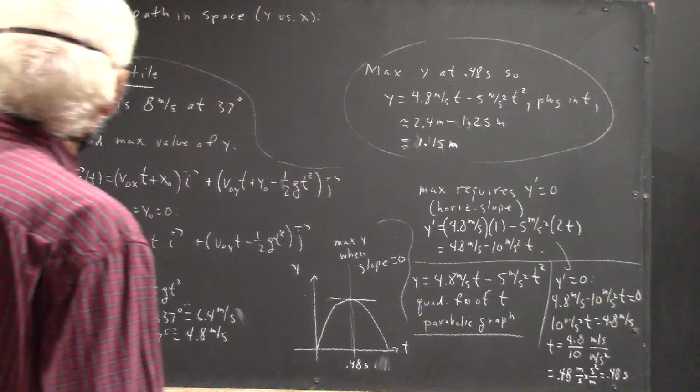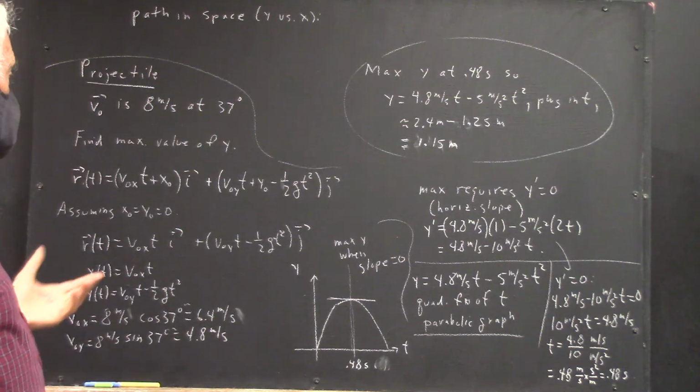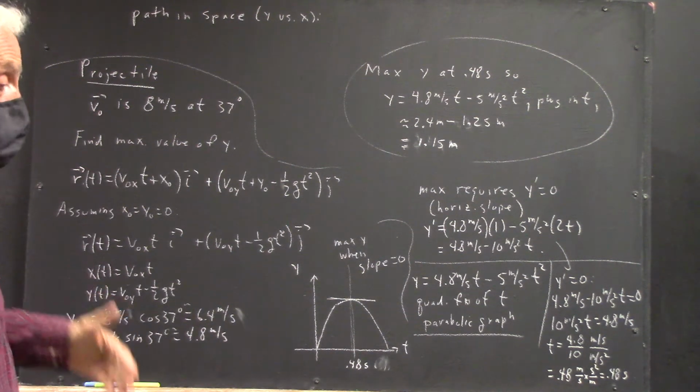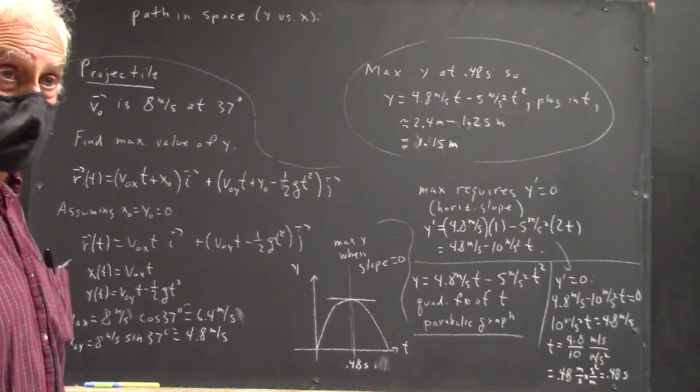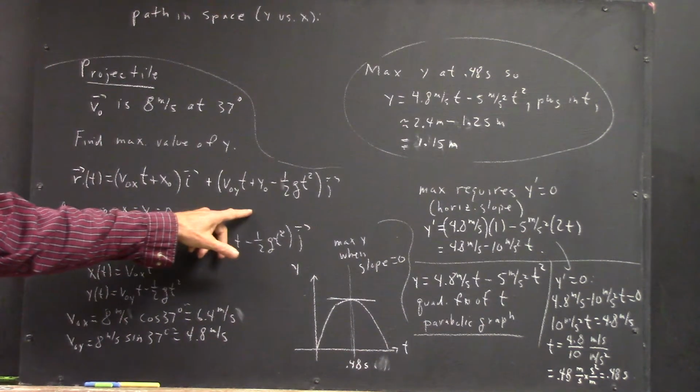Okay, projectile, V naught 8 meters per second at 37 degrees. We want to find the maximum value of y, in other words, the maximum height that this projectile reaches. Assuming an ideal projectile, you have your R of t function.